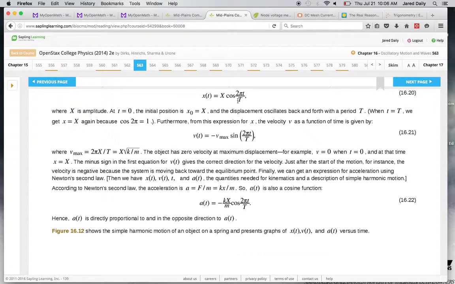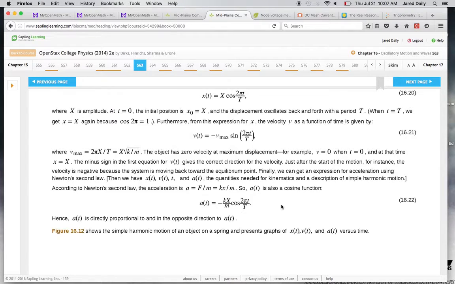So when the cosine has a 0 over here, so if t equals 0, in other words little t equals 0, the cosine of 0 is 1, so that would mean that x would be equal to x. But when the sine of 0 is 0, at t equals 0 in this case, this thing is entirely 0. So its velocity is 0 at time equals 0.